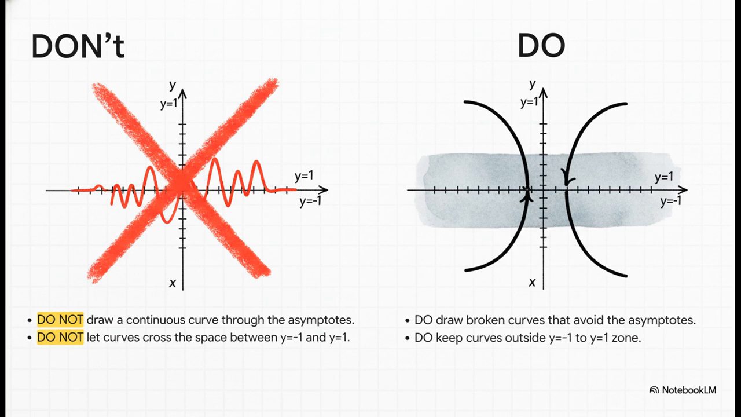Also, don't forget that empty band between y equals -1 and y equals 1. The secant graph lives entirely outside of this space. It only ever touches the borders at -1 and 1.